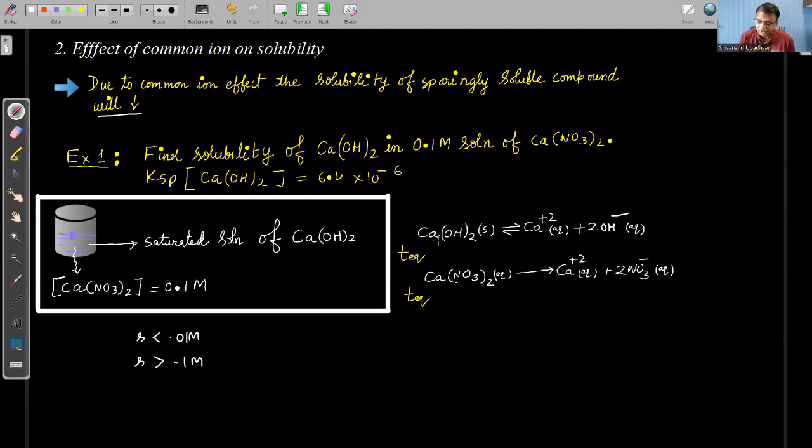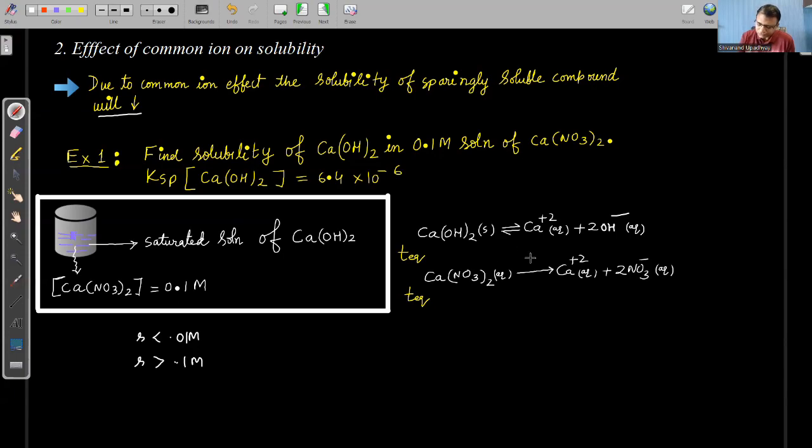Here also, if a substance is sparingly soluble, alpha does not depend on solubility. So calcium hydroxide, whatever dissolved, is 100% dissociated. We are assuming that. Degree of dissociation is not related to weak or strong solubility, whether it is sparingly soluble or more soluble. Degree of dissociation has nothing to do with that.